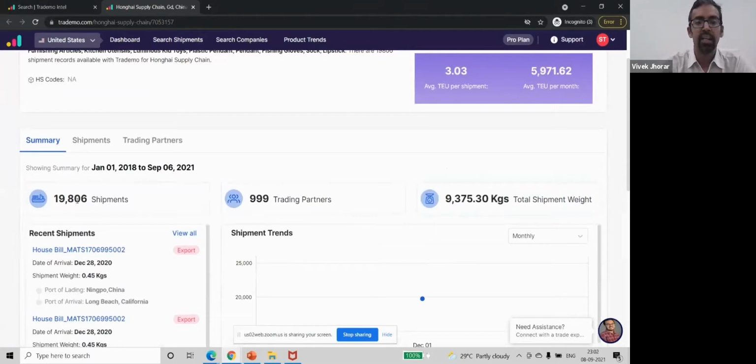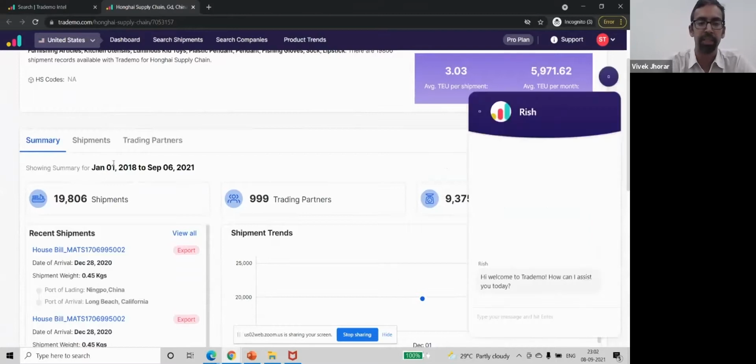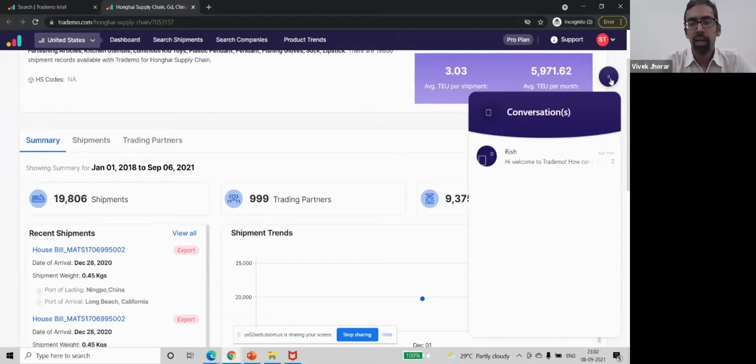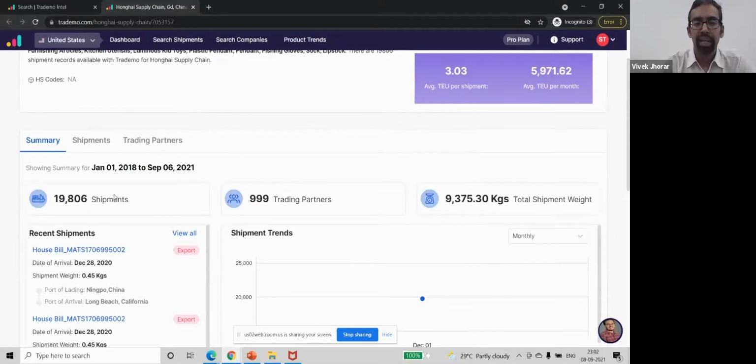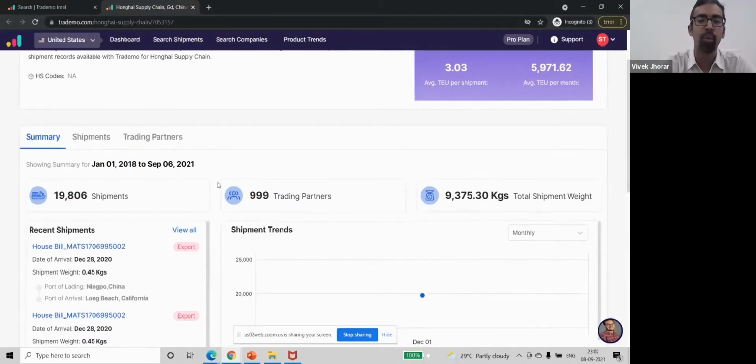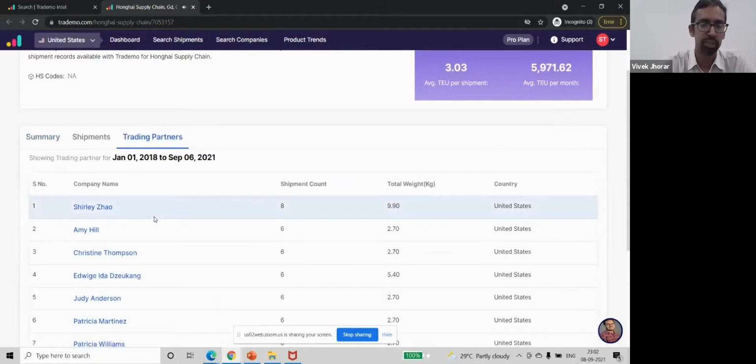So they shipped 19,806 shipments over the last 16 months. Actually, now it is showing shipments for 3.5 years. So they showed 19,806 shipments, these many trading partners, and this is the total weight. So how you can find more details about this company is what kind of trading partners they have. So this will give you some insight into whether this is a trustworthy partner.